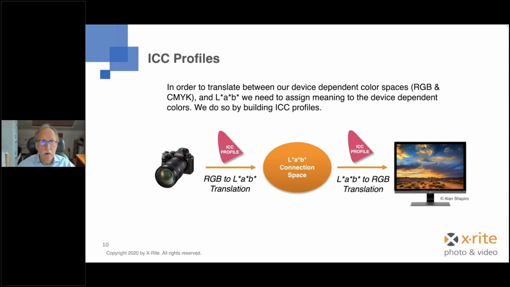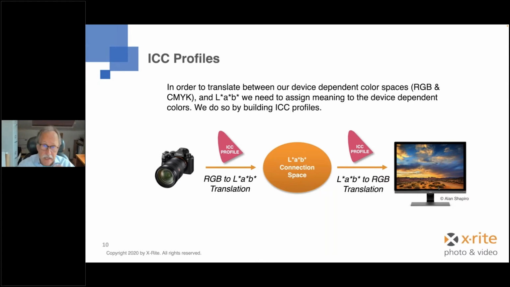So in order to be able to translate between all those device-dependent color spaces, RGB, CMYK, LAB, we assign a meaning, if you will, to those device-independent colors or the device-dependent colors, and those were those ICC profiles. So when we take the picture, the ICC profile that's with that picture, the characterization goes into what's known as a LAB connection space, which you think about as kind of like a translation space, right?